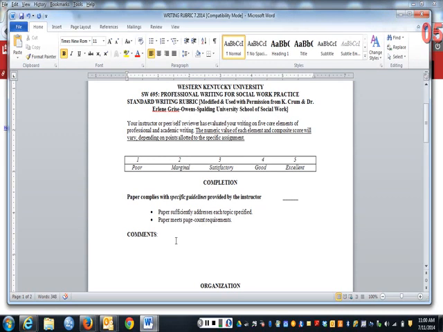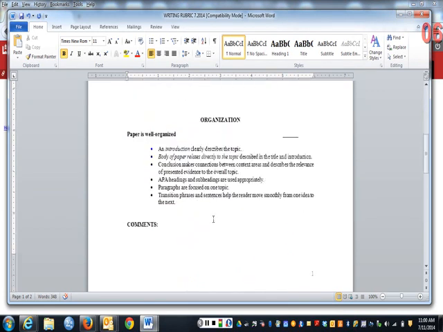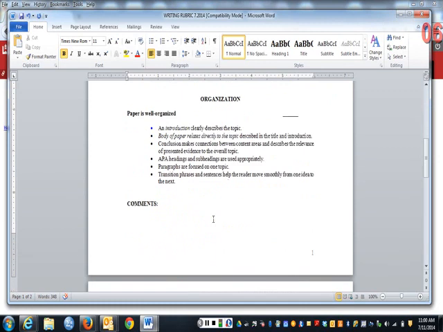So I hope this is clear for you on completion, and you would need to write in the comments specifically why you gave the score you did, whether it's an excellent or a poor or anything in between. You need to tell exactly why, and you can use the wording directly from these bullet points. The next core element is organization, and again, you're going to give a score from 1 to 5 based on the scale above for organization.